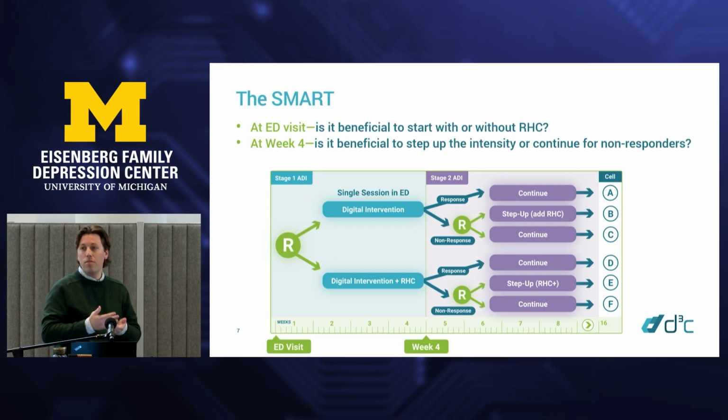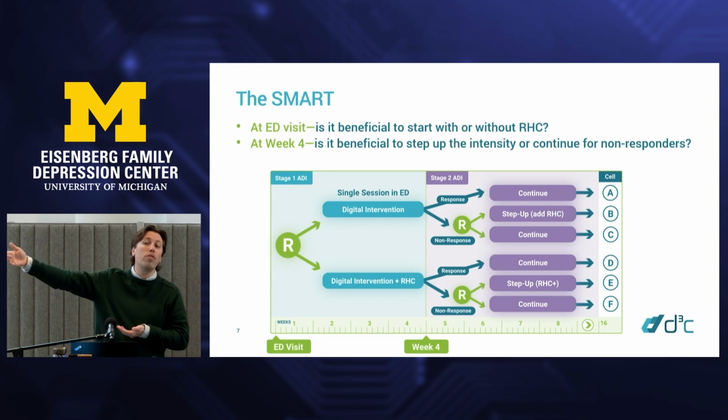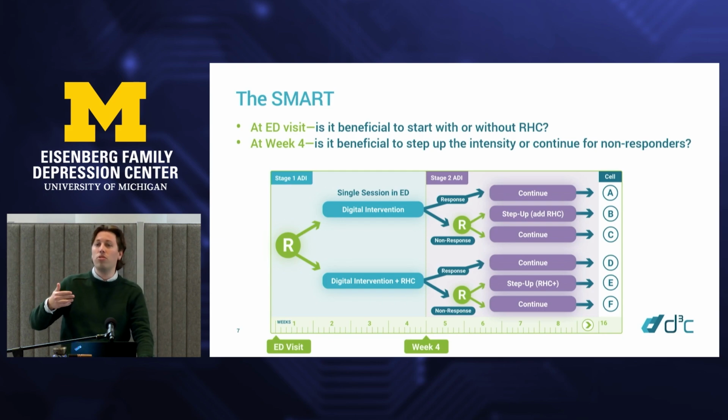In a SMART in general, you can have multiple stages of randomization. Maybe every single month you check in on an individual, you don't know what to do, and so you might randomize monthly to different intervention options.